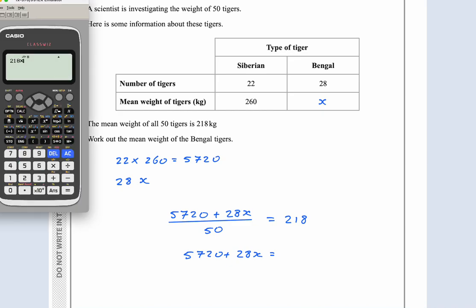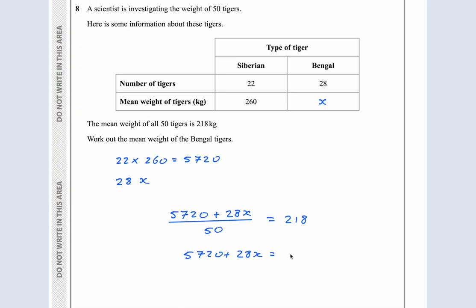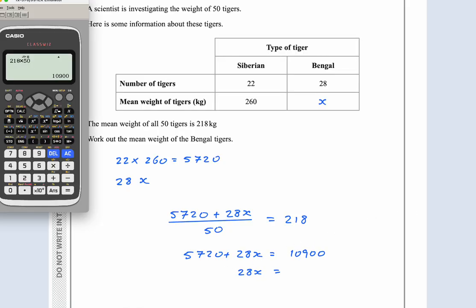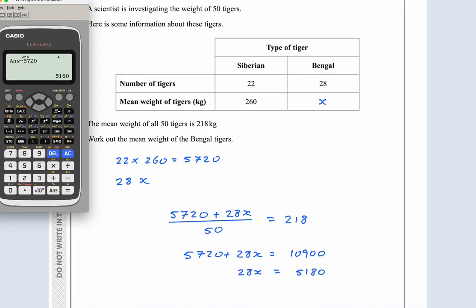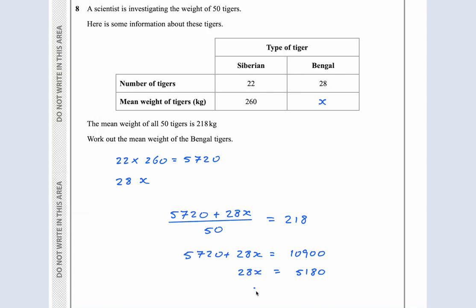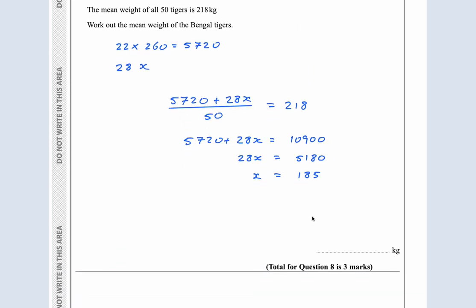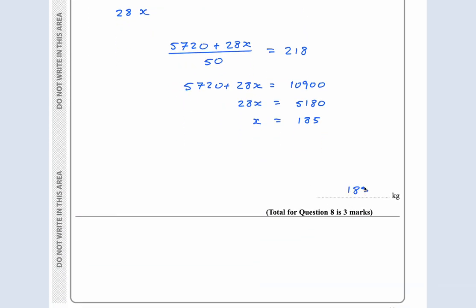218 times 50 is 10900. Then I'm going to subtract 5720, minus 5720. That gives 5180, and finally I divide by 28. Divide by 28 and I get 185, which is correct. So x is equal to 185. So this is the mean weight of the Bengal tigers, 185 kg.